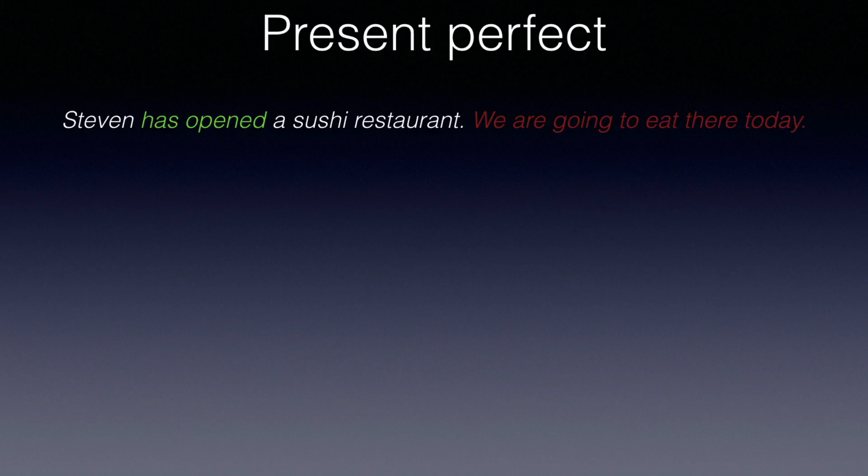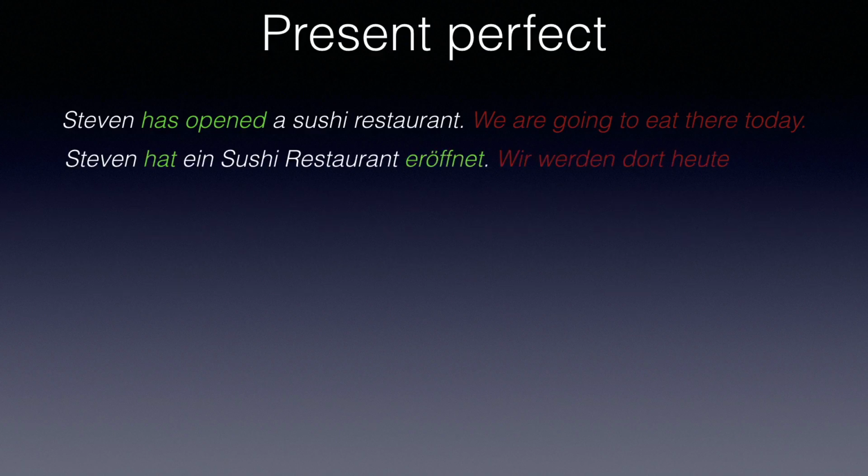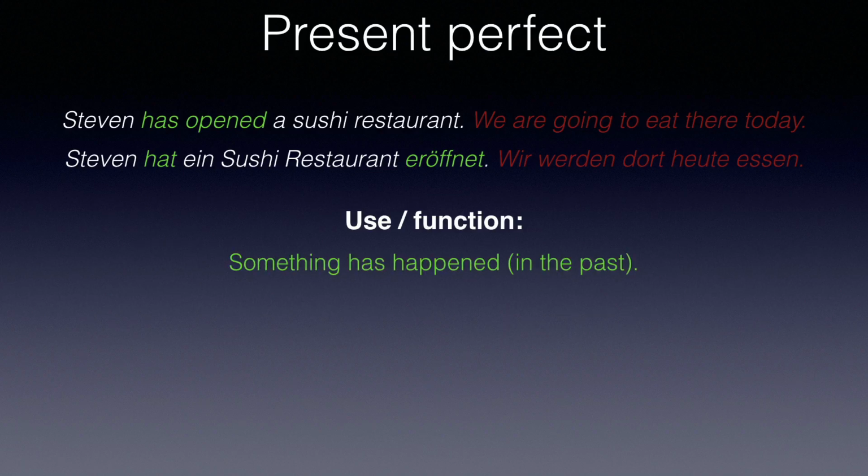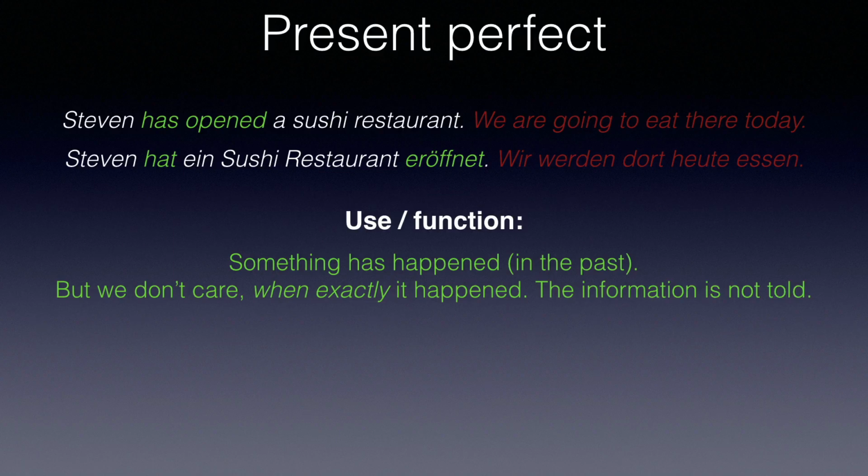Stephen has opened a sushi restaurant. We are going to eat there today. In German, Stephen hat ein Sushi-Restaurant eröffnet und wir werden dort heute essen. What's the use or function of this? First, something has happened in the past, but we don't exactly care when it happened. The information is not told. So Stephen has opened a sushi restaurant. We don't know when. It just happened in the past, and nobody talks about when exactly that happened. It's not relevant.